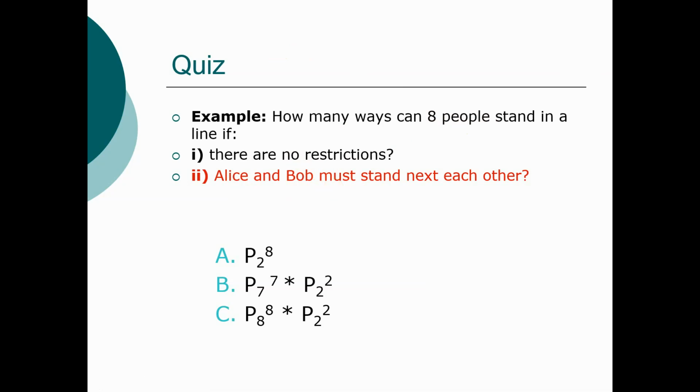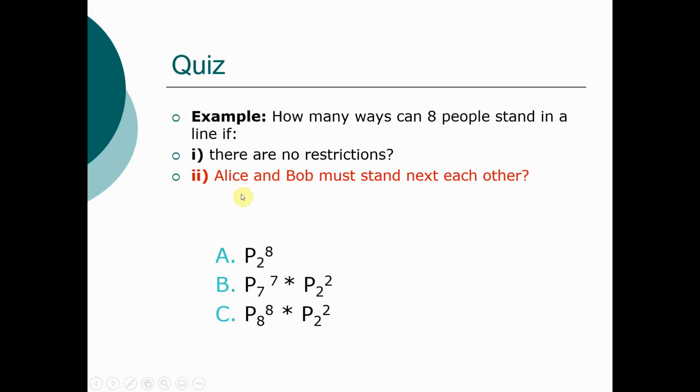Okay, so think about this one. There is a restriction here. One way to solve this problem is that we just assume that Alice and Bob are one person, okay? Because they have to be standing next to each other, we can basically assume that they're attached to each other. So we can count them as one person. In that case, we end up with 7 different people, and we want to place them in a row. So we would have a permutation of 7 people and 7 spots. So it's going to be P of 7 and 7.